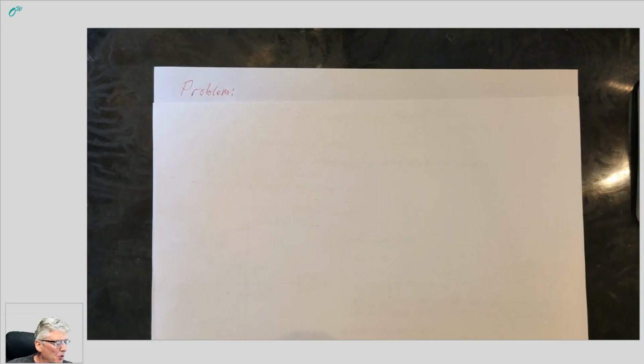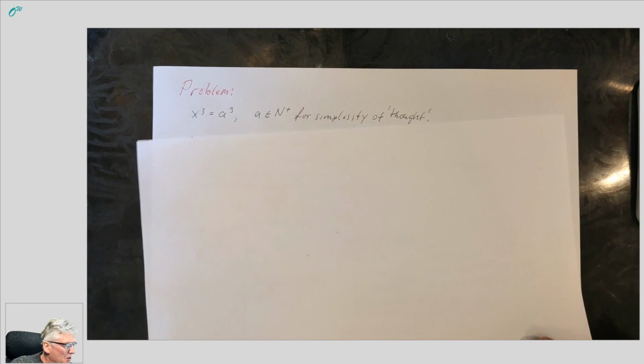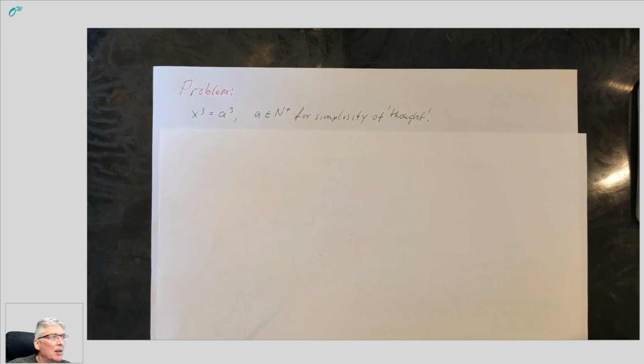Now we are going to look at a little mathematical equation. It's a cubic equation, the simplest one, where a cubed number is equal to a real number. So if we look at the problem here, I can try to move this so we can see it. The problem is x cubed is equal to a cubed, and for simplicity we can say that a is a positive natural number, not 0.